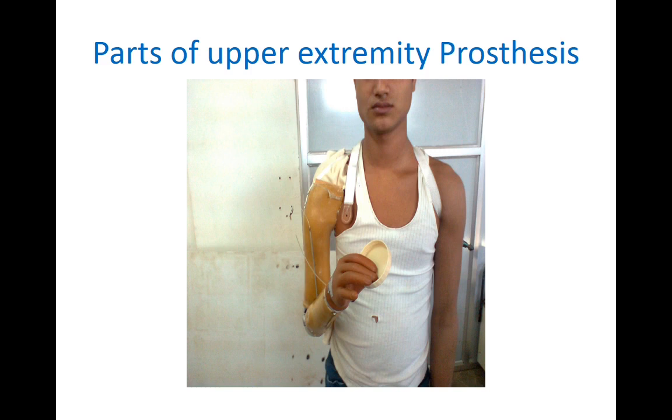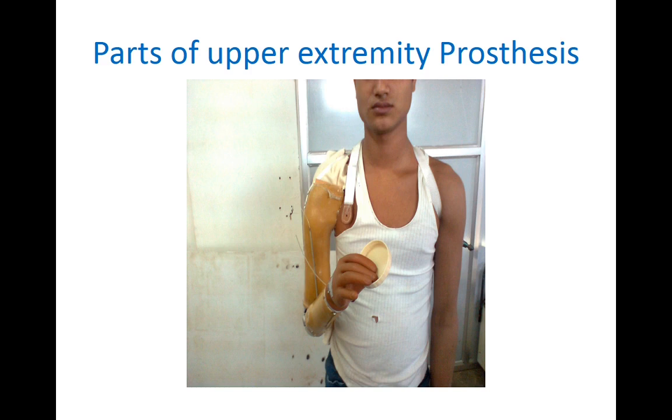If you have any doubts, you can browse the internet and find out the various components and how it works. So this is a body-powered prosthesis. He uses his shoulder; the retraction and abduction of the shoulder opens and closes the terminal device. Retraction also does one more thing: locking and unlocking of the elbow joint.